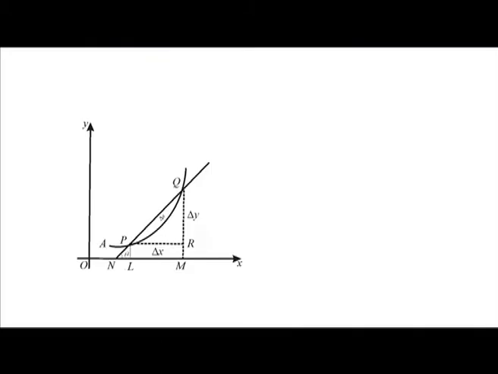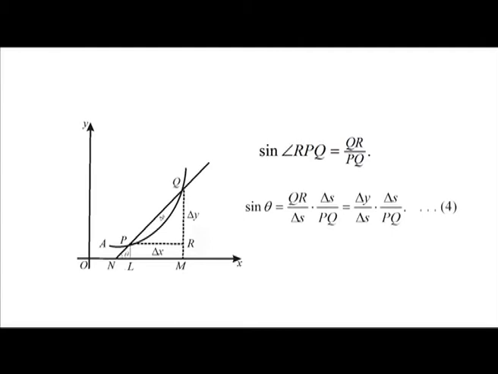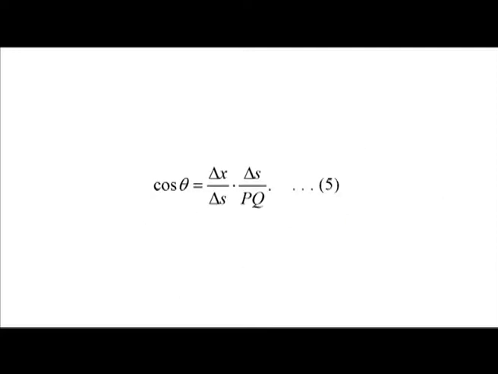Also, in triangle PRQ, sine of angle RPQ is equal to QR by PQ. That is, sin theta is equal to QR by delta s times delta s by PQ, which is equal to delta y by delta s times delta s by PQ. We call it equation number 4. Similarly, cos theta is equal to delta x by delta s times delta s by PQ. We call it equation number 5.